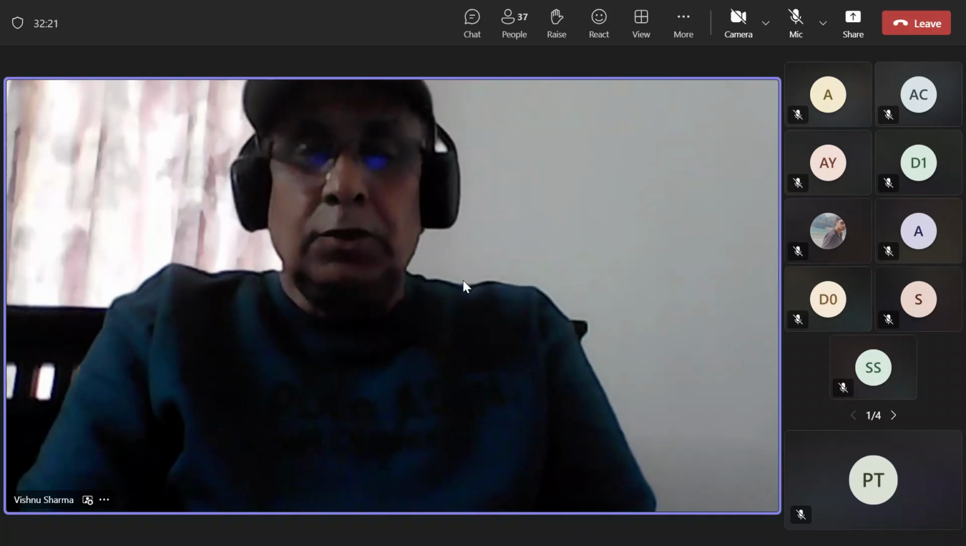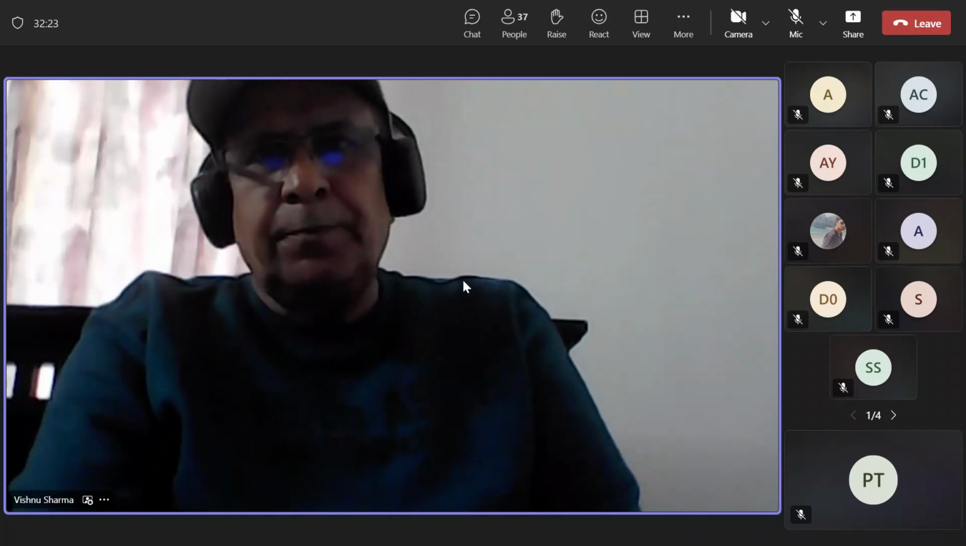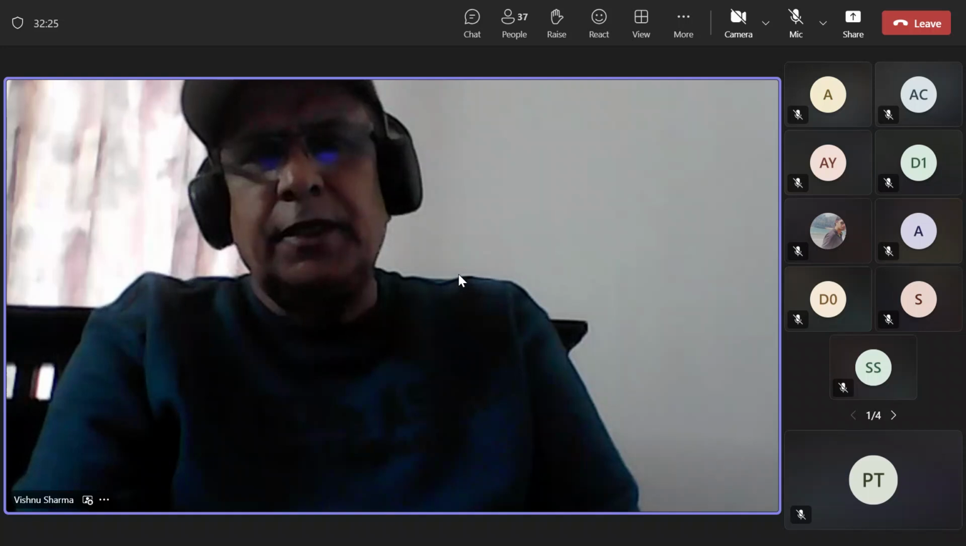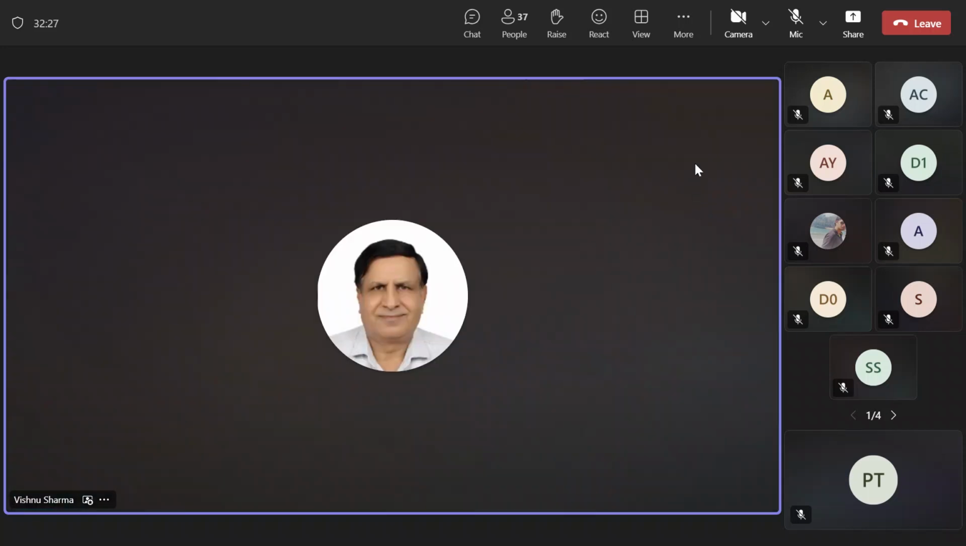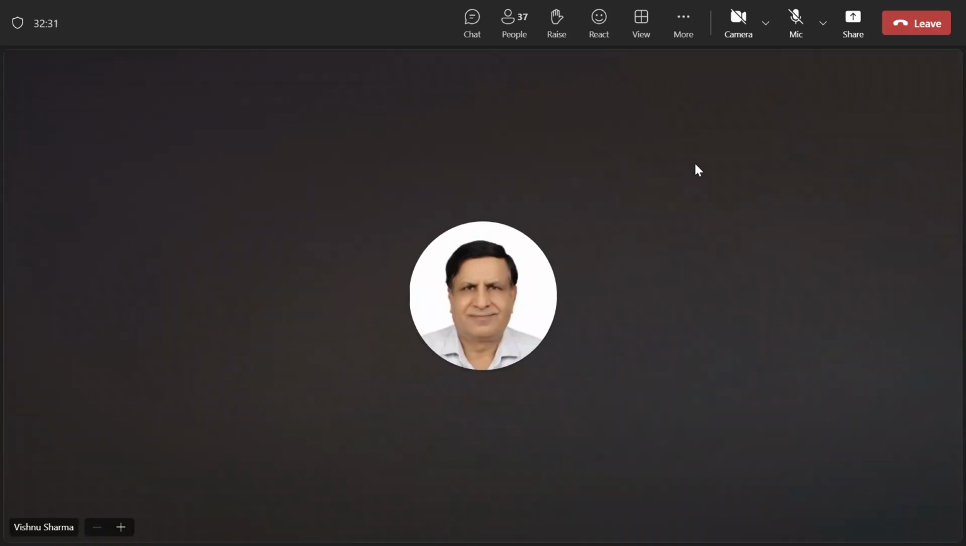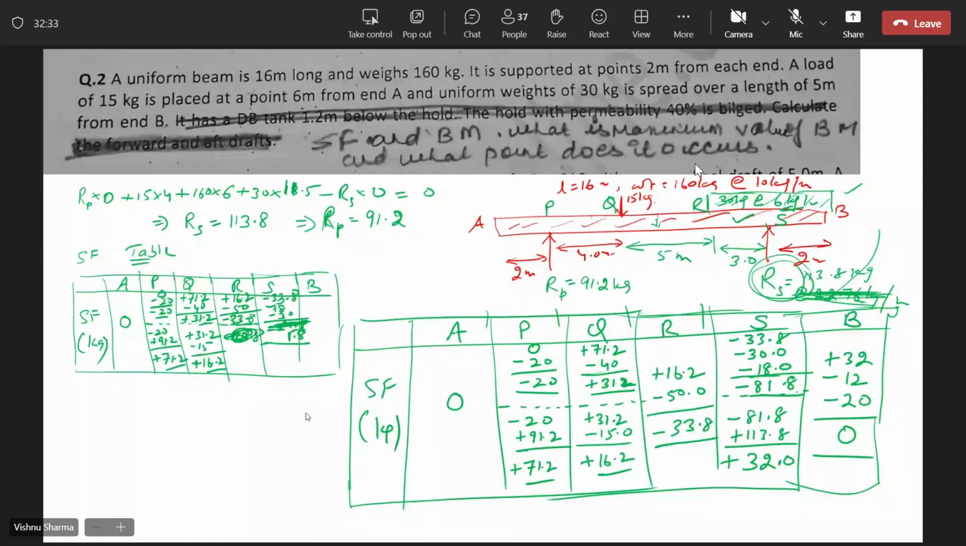So what is a cantilever? I'm putting off the camera. A cantilever is a beam supported at a singular point, like the balcony of your house. I'll clear whatever is written here and use this space to explain.